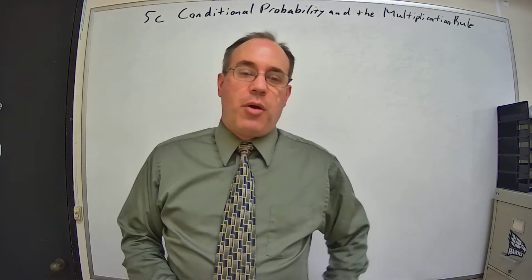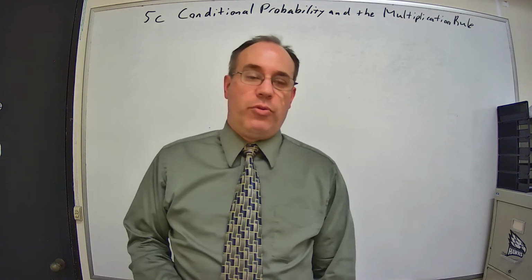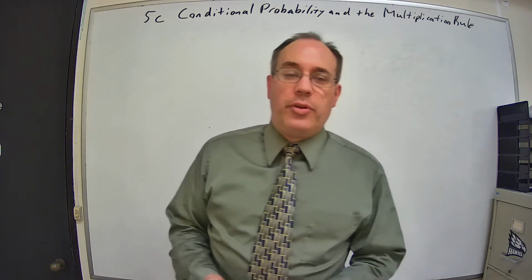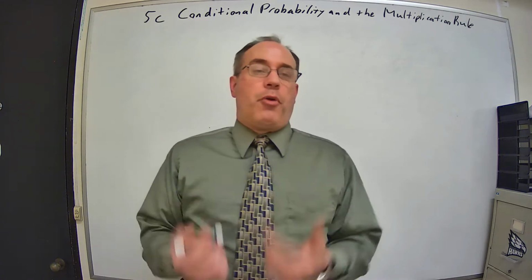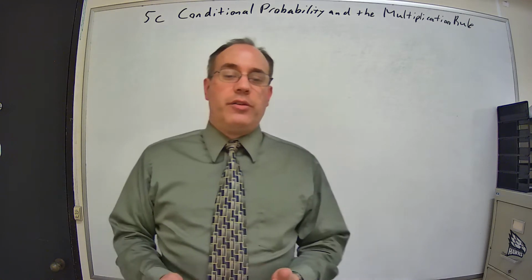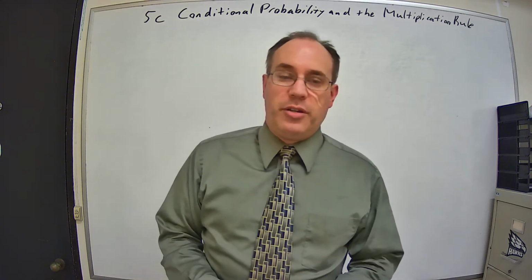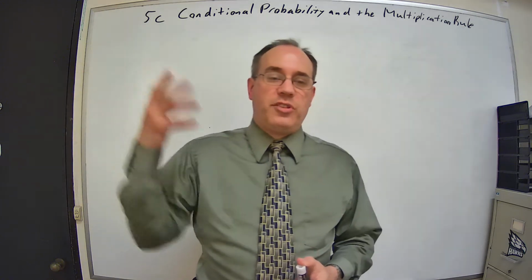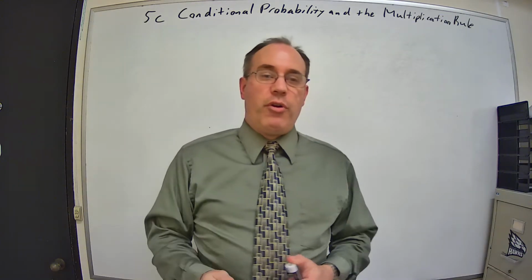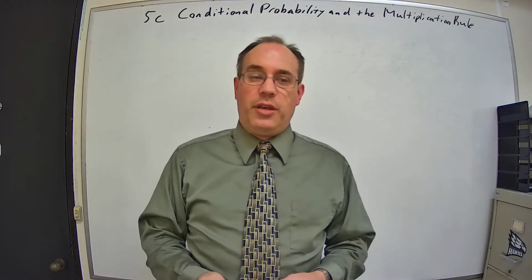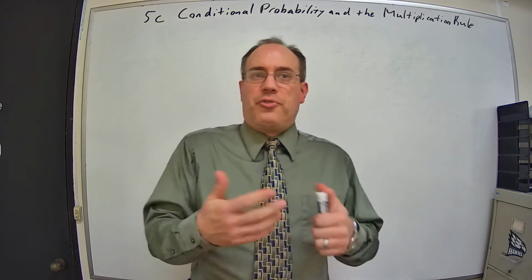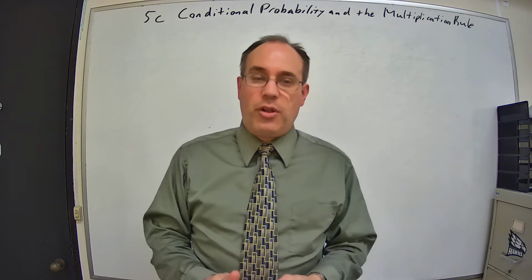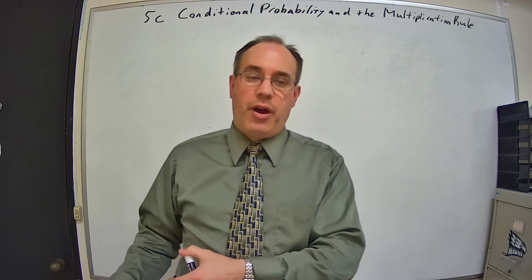5C, conditional probability and the multiplication rule. So conditional probability is a probability computed when you have a knowledge of some additional information. So basically it means you already know something before you determine the probability. Therefore, your judgment of what the probability is conditional upon that prior knowledge.